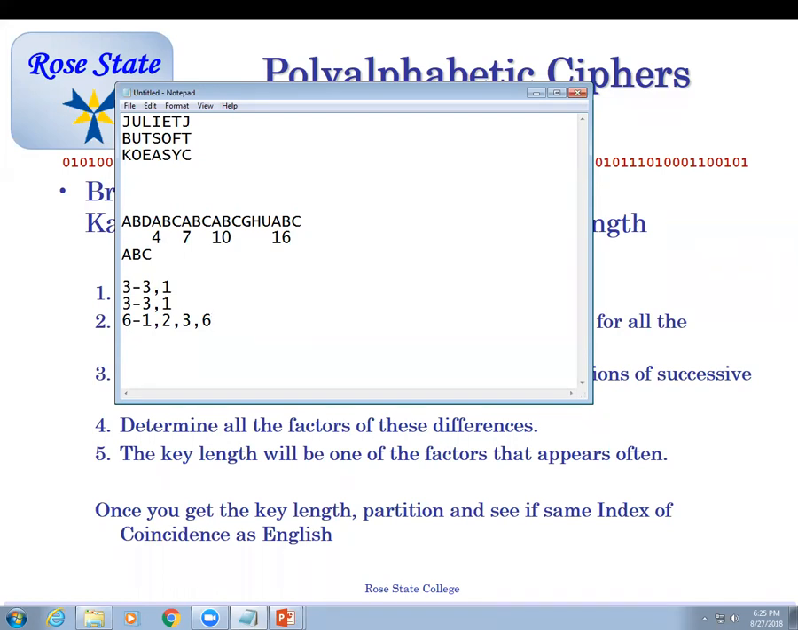So we determined all the factors of them. The key length will be one of the factors that appears often. Not always the most often, but it will appear often. In your homework assignment, it appears most often. Okay? So you see how we did that? So now once we get the key length of 3, we know we can just break our message apart in 3s. And we'll have 3 alphabets to work with. So far, so good? Yes? Okay.